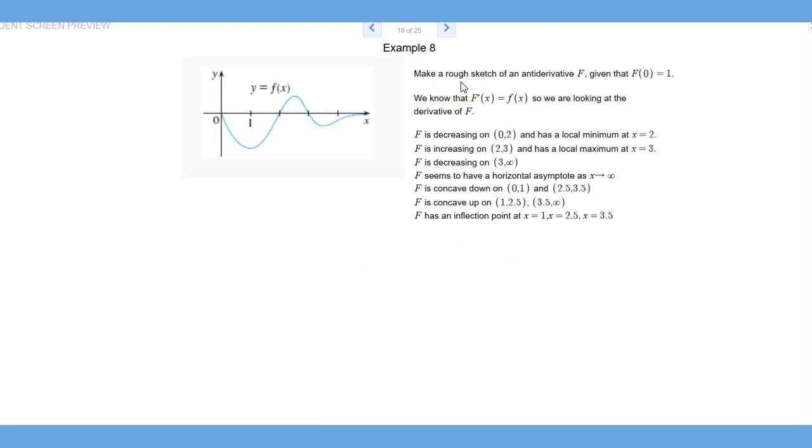Here's another example where we are supposed to make a rough sketch of the antiderivative function given a function. So we've actually seen problems like this before in the past when we were sketching derivatives.